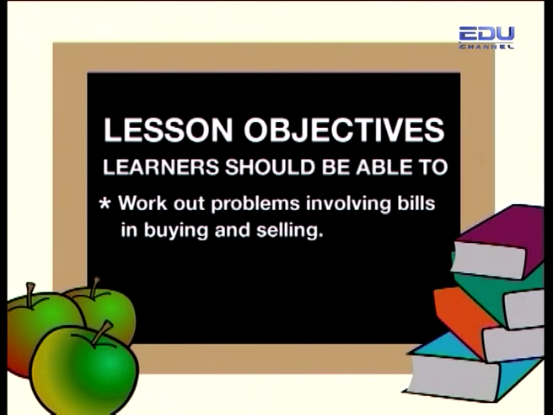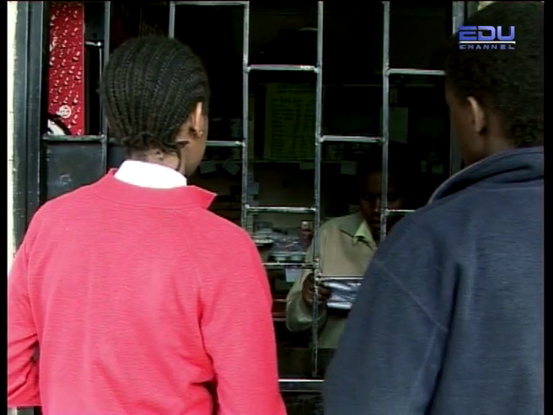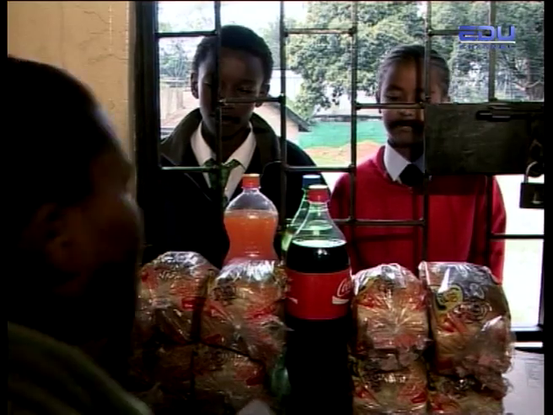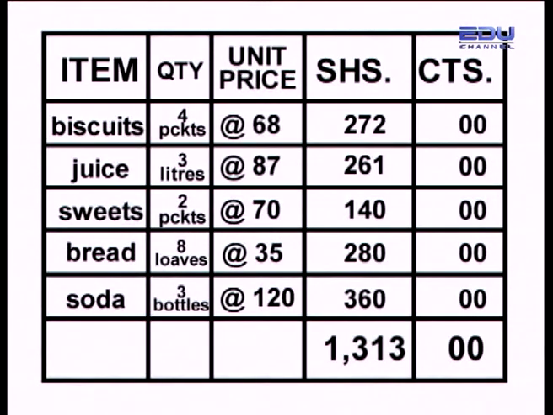By the end of the second lesson, the learners should be able to work out problems related to bills in buying and selling. In this lesson, we take a closer look at bills. We use the example of a bill generated at a shop when the learners go to buy items for a class party. Learners are then shown how to prepare a bill.